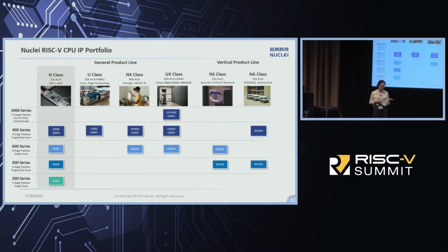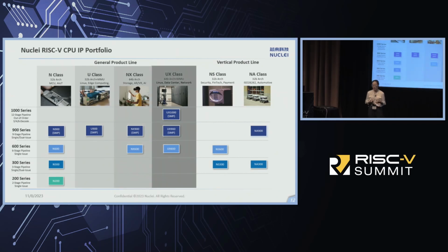For the N class and the U class, these two are 32-bit architecture, and the U class supports SV32, so it can run Linux applications. For the NX and the UX classes, they are 64-bit architecture, and the UX class supports SV39 and 48. For the two vertical product lines, NS stands for security, and NA class stands for automotive, today's topic. According to the microarchitecture or pipeline, we divide into 5 series.